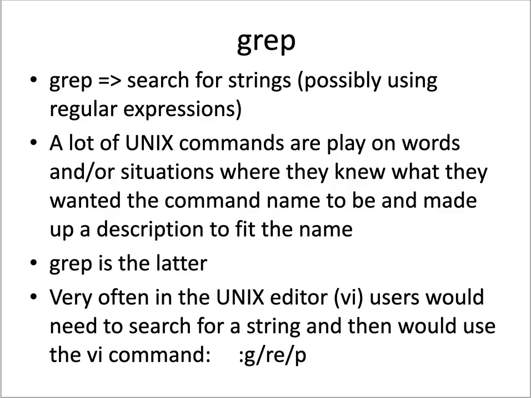So very often in the Unix editor, VI, you would need to search for a string, and you would use this command. The colon means I want to issue a command line editor command. The G stands for global, and then in slashes, RE stands for regular expression, and then the P means print everything that matches. People were doing this all the time to search for things in their documents or programs, and people started calling it the grep command because, as you can see, grep is right there on the screen.